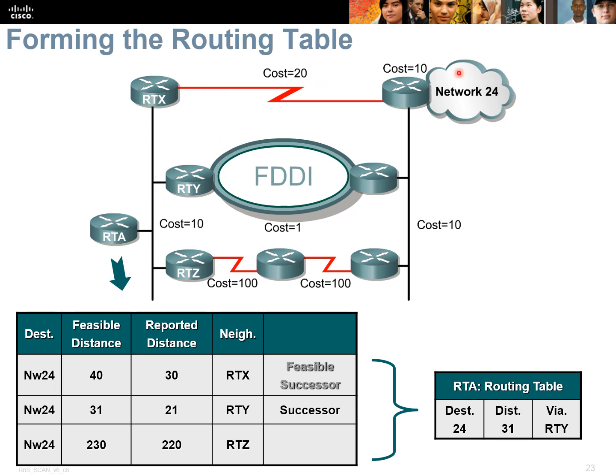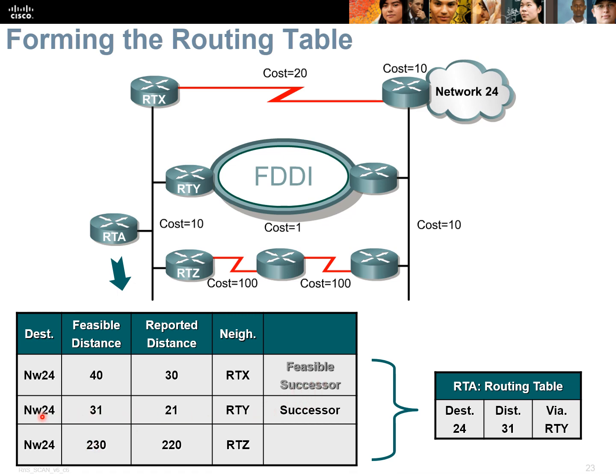So let's look at the top one. We've got 10, 20, 10. So therefore this one, router X, says, hey, I know network 24. If you want to come via me, it's 30. So the reported distance is 30 and the feasible distance is 40. Now obviously the best one is here through this FDDI, fiber distributed data interface connection.